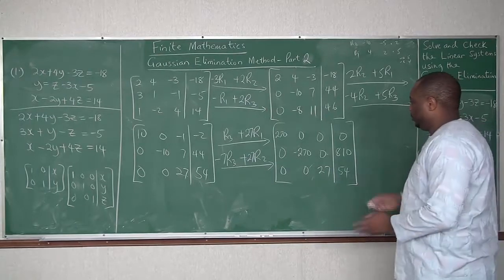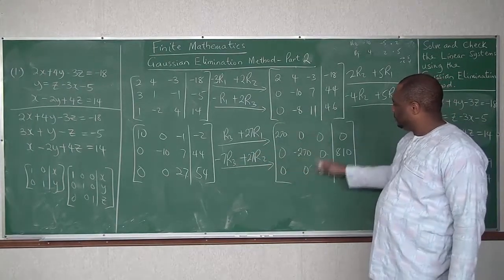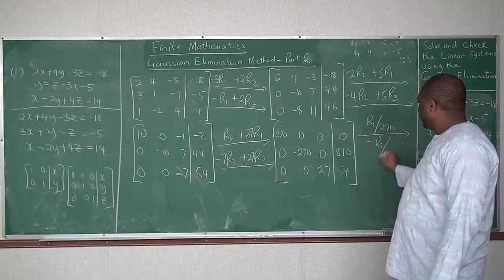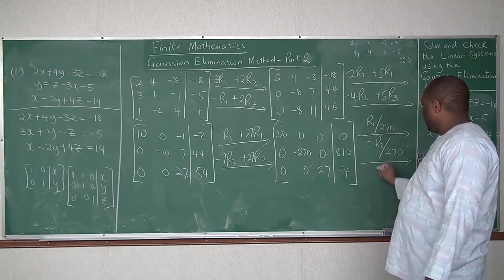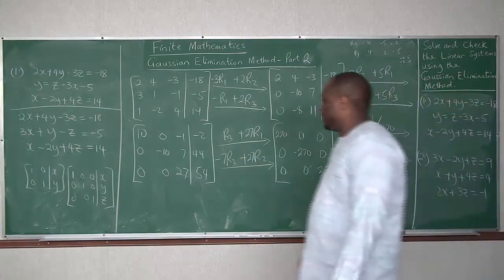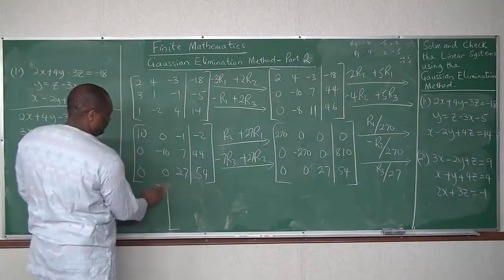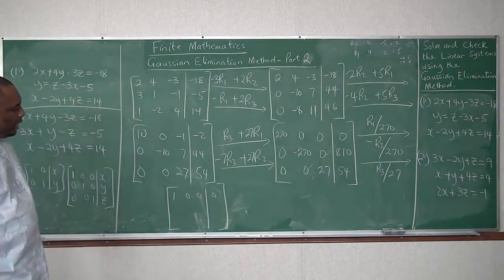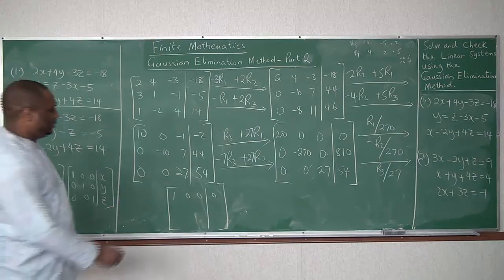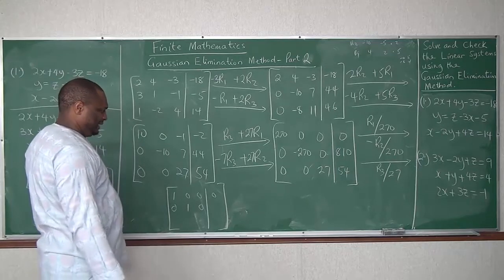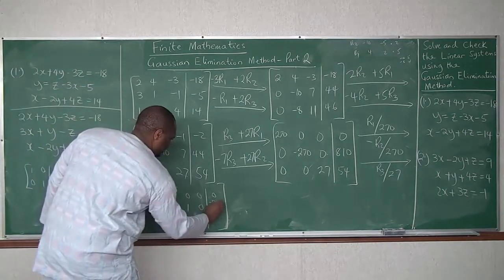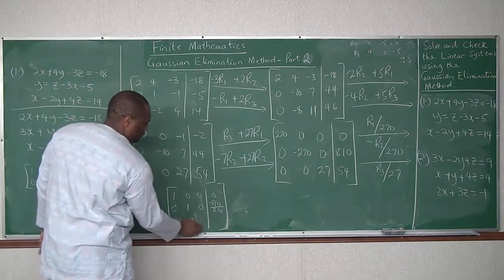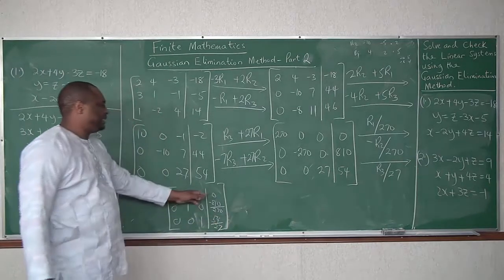Then, what do we do next? We have now made this 0, 0, 0, 0, 0, 0. So we now do R1 divided by 270, then negative R2 divided by 270, then R3 divided by 27. So what do we now have? We have 1, 0, 0, 0. 0, 1, 0. Negative 810 divided by 270. And then we have 0, 0, 1, 54 over 27. Of course, this is 0 over 270, which is 0.